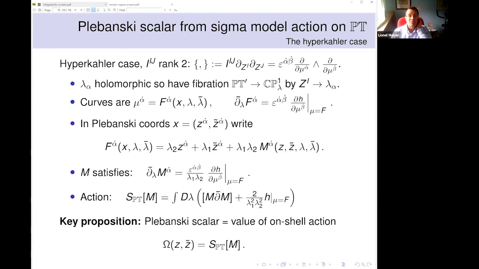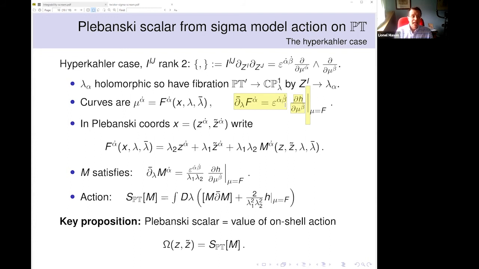So in the hyperkähler case, the Poisson bivector is given by d/dμ, d/dμ. That means that the lambda coordinates are holomorphic, and so you have this fibration onto the Riemann sphere. We can simplify a little bit by using lambda as the coordinates on the Riemann spheres in question. So this is our holomorphic curve equation that we need to satisfy.